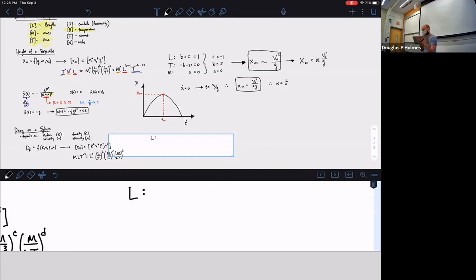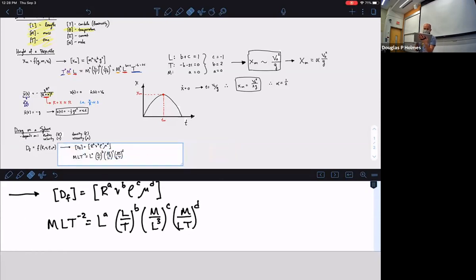Actually, before I do that, let me do one more thing, sorry. Let's take a moment and just combine these terms to make our life easier. Length enters a bunch of ways. It enters length to the A plus B minus 3C minus D. So that's kind of a mess. What else do we have? We have time, which enters as minus B minus D. And then we have mass, which enters as C plus D. And then on the left-hand side, we already see that mass enters to the first power, length enters to the first power, time enters to the minus second power.